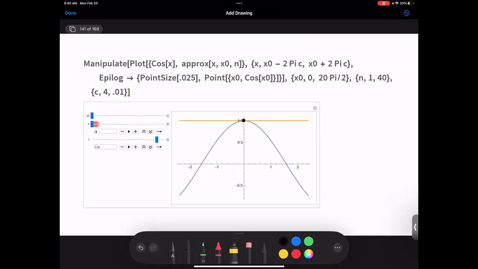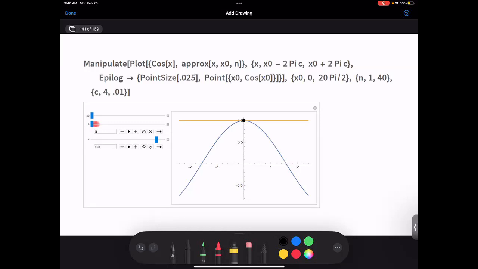So here I am plotting cosine from a little bit beyond -2 to a little bit beyond 2. And I'm looking at the 0th order Taylor series approximation at the point 0. And I get a straight line.